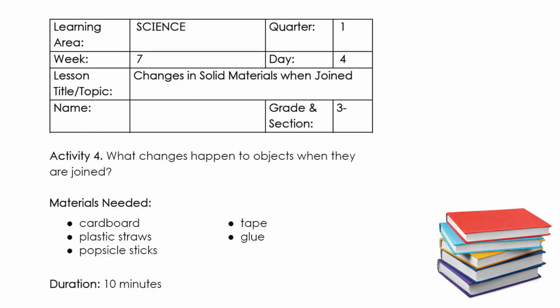Learning activities. Activity 4. What changes happen to objects when they are joined? Materials needed: cardboard, plastic straws, popsicle stick, tape, and glue. You only have 10 minutes to do the activity.